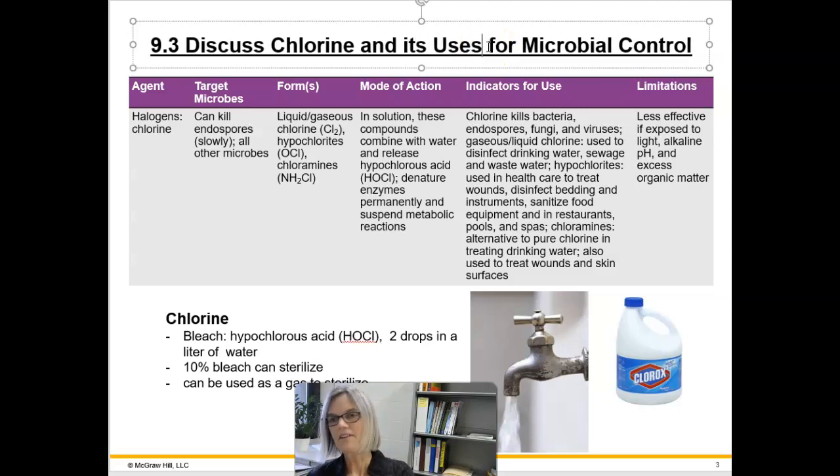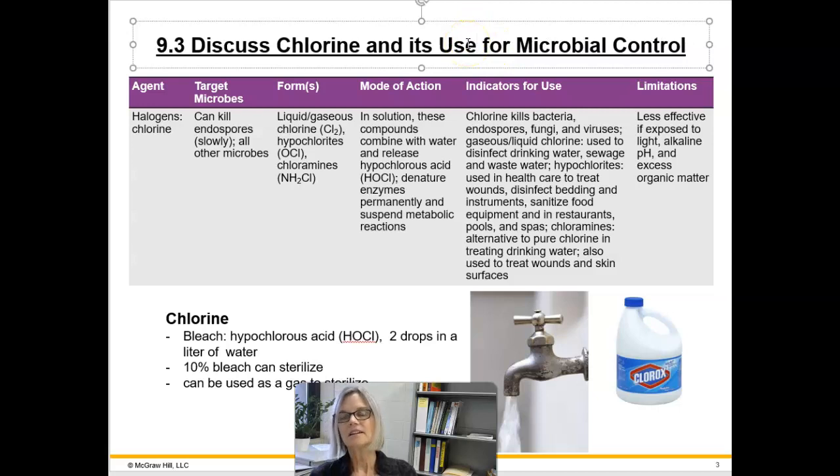I think in the notes I have chlorine and iodine grouped together because they're both halogens. You might remember halogens are that group 7. It's all the way second from the right on the periodic table, the column there. Chlorine, iodine, bromine, things like that are halogens. And chlorine and iodine in particular, we use for microbial control. Bromine in some cases is also used.